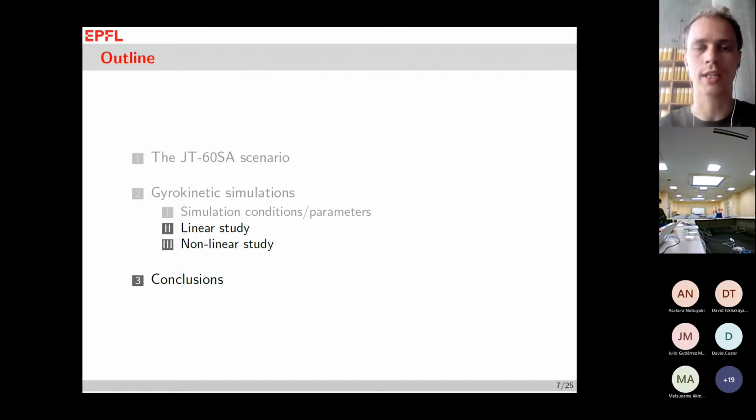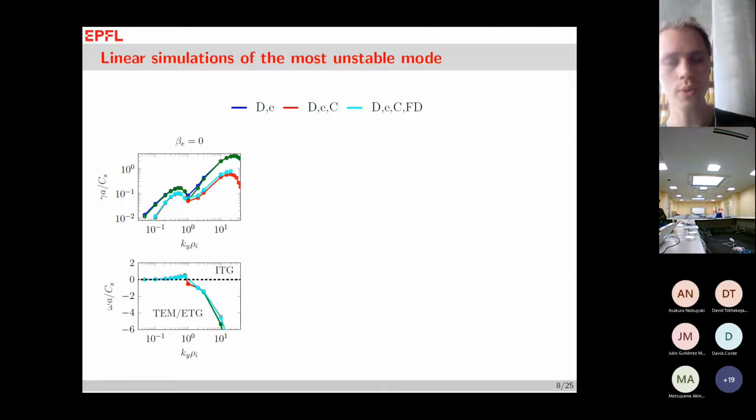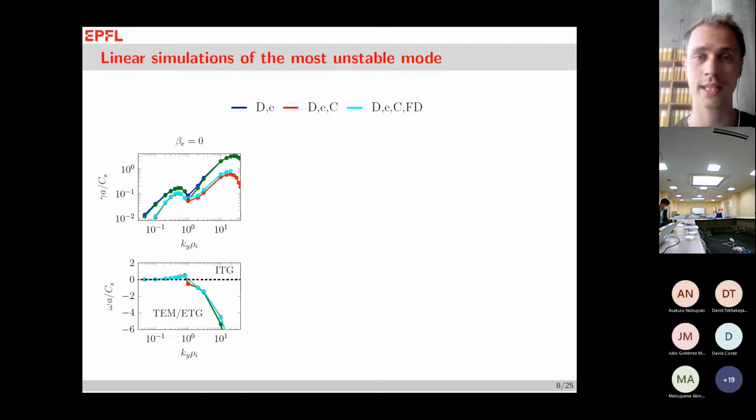So we have now introduced the scenario we're looking at, and I will move on now to our simulation results. First of all, we're going to look at the linear study to have a look at what kind of modes we have and what parameters seem to be important to include before going on to the nonlinear study. So for the linear study, what we do is that we evaluate the growth rates and frequencies of the most unstable modes. You can see these two are plotted on the left here. So we have the growth rate on the top and the real frequency of the modes on the bottom here.